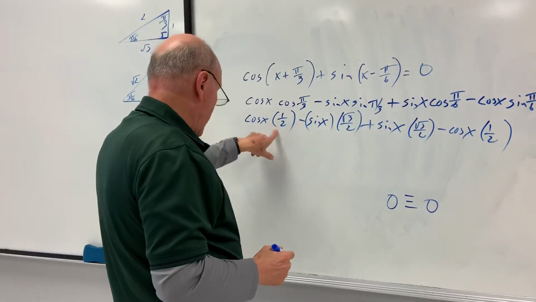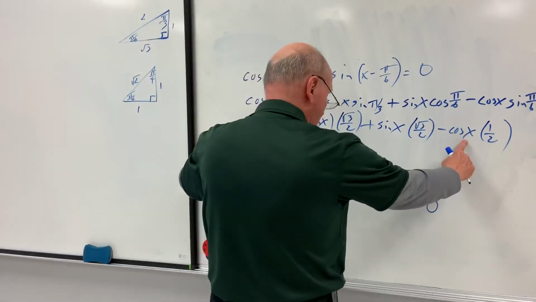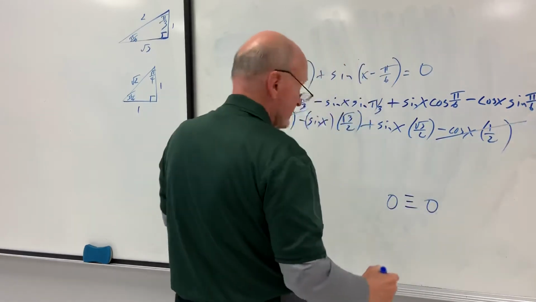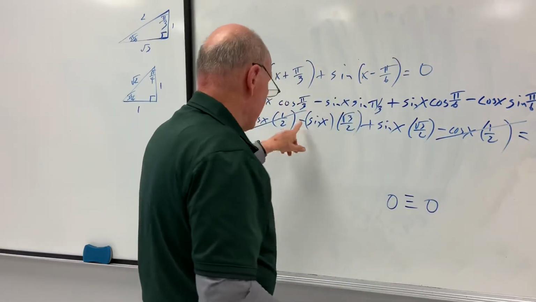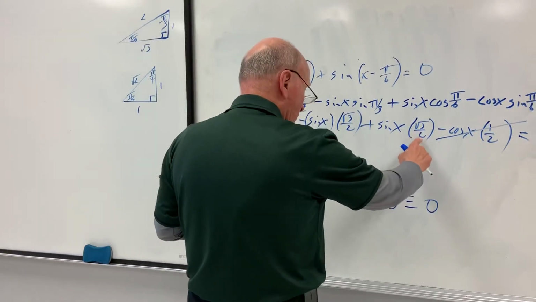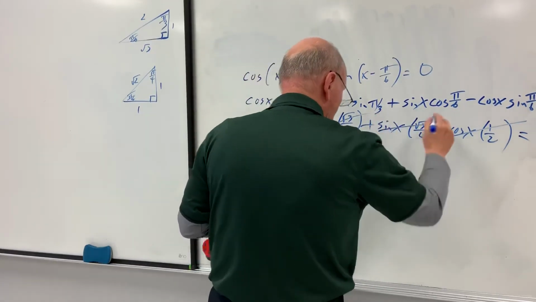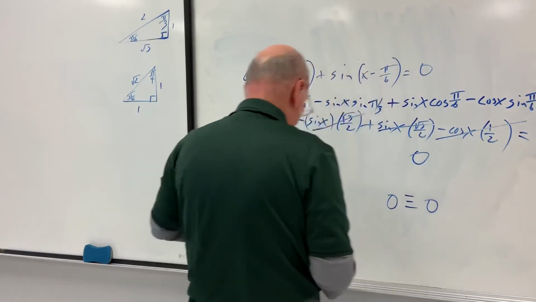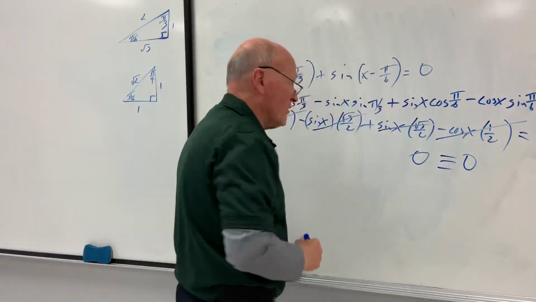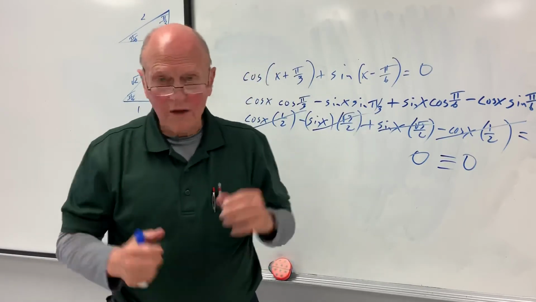I've got 1/2 cosine of x, and I've got negative 1/2 cosine of x, and if I add those together, they add out. I've got negative the square root of 3 over 2 times sine x. I have positive the square root of 3 over 2 times sine x. They add out, which leaves me 0 on this side, and certainly 0 is equal to 0, and we have it proven, or we have it verified, depending on which book that we're talking about.